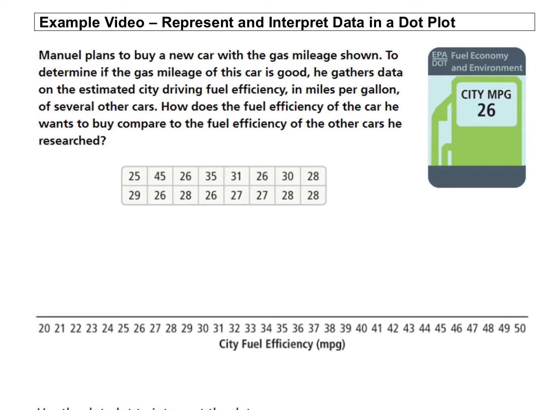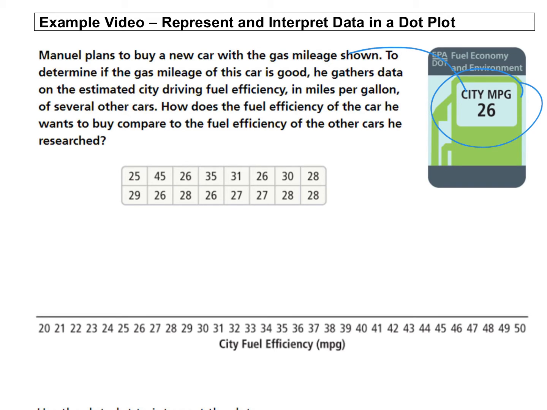All right, our first example video is on representing and interpreting data in a dot plot. So remember, dot plots will show individual pieces of data where the other two will not. Manuel plans to buy a new car with the gas mileage shown. So that's going to be this gas mileage right there. So that's the car he wants to buy.